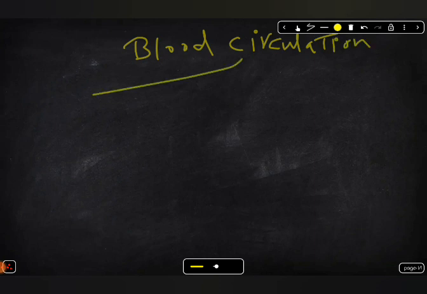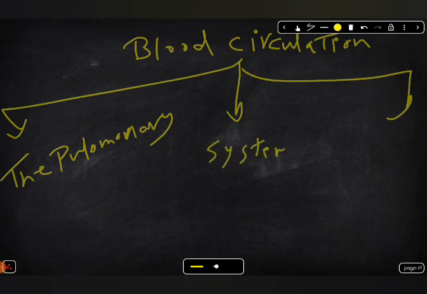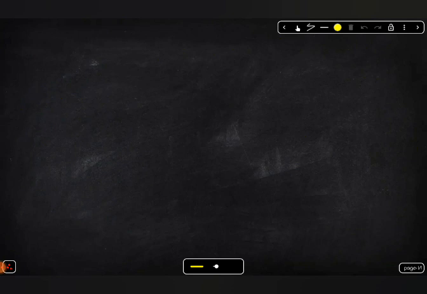The blood circulation has 3 types. The first one is the pulmonary circulation. Number 2, the systematic circulation. Number 3, the hepatic circulation. And we will take each one of these in details. The first one is the pulmonary circulation.